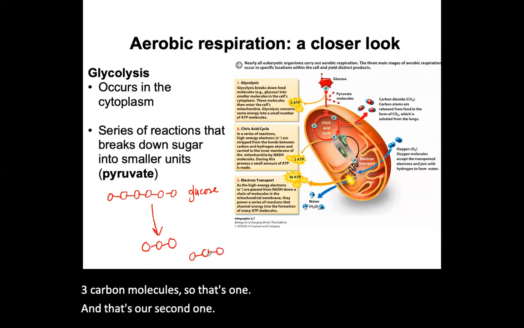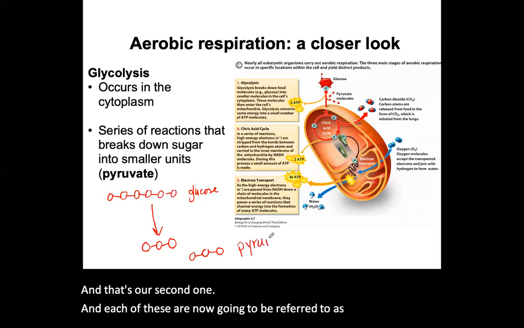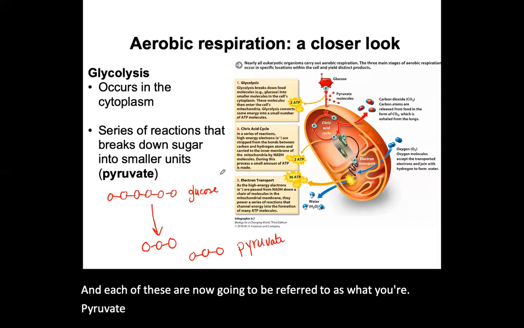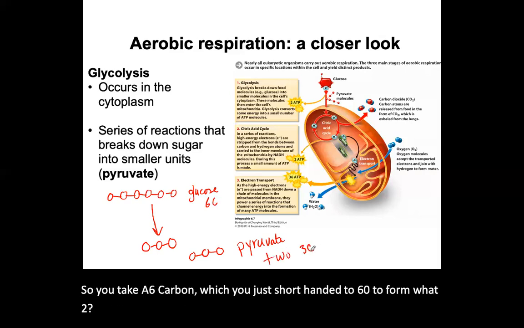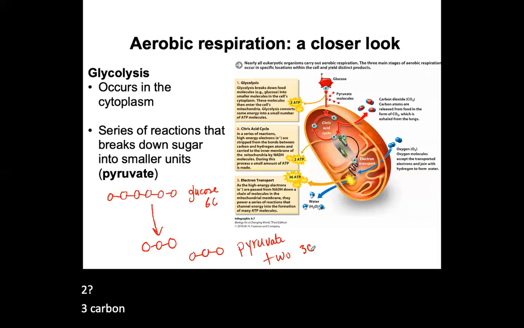And each of these are now going to be referred to as what? Your pyruvate. So you take a 6-carbon, which you usually shorthand to 6C, to form what? Two 3-carbon molecules, which are pyruvate. Now again, during this process, I am also going to produce what?